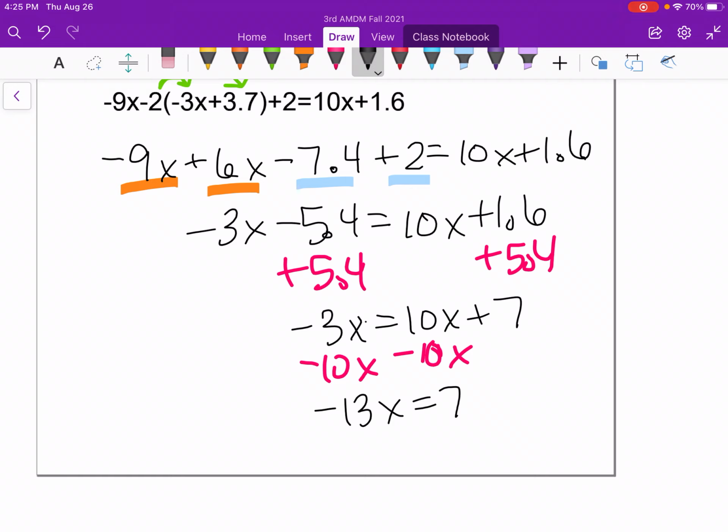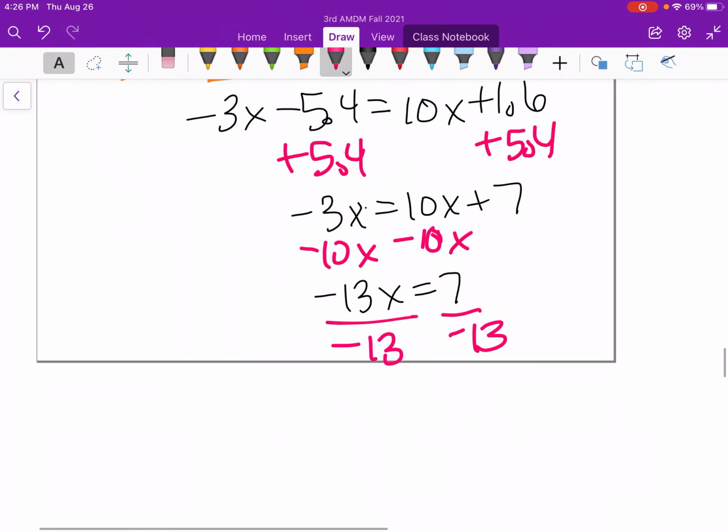And when you divide, because they gave you decimals in your question, you're going to need decimals in your answer. So 7 divided by negative 13, they'll probably tell you to go to the nearest hundredth. So this would become x is negative 0.54.